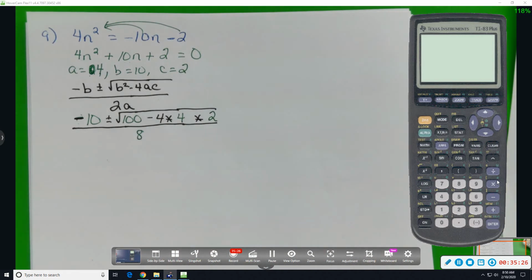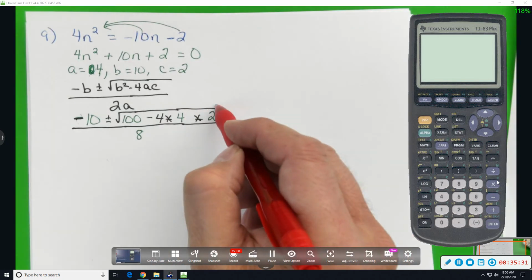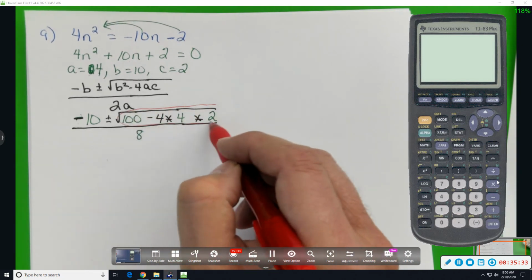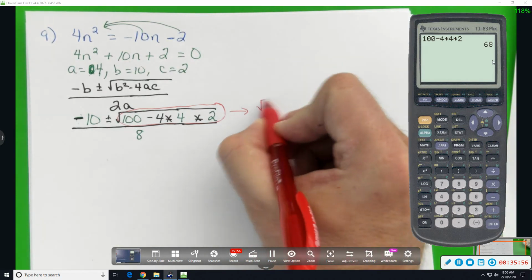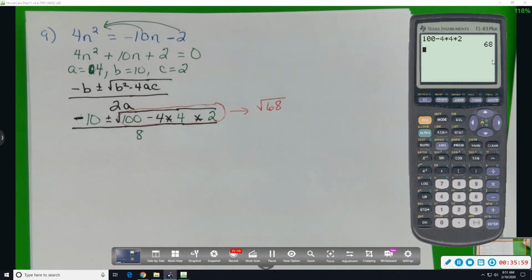Whenever I'm using the quadratic formula, the next thing I do, once I plug in, is simplify the square root. So 4 times 4 is 16, times 2, 32. Punching in that, we have 100 minus 32, isn't it? It's going to be 68. Yes, 68. So we have a square root of 68 here, which we need to simplify.